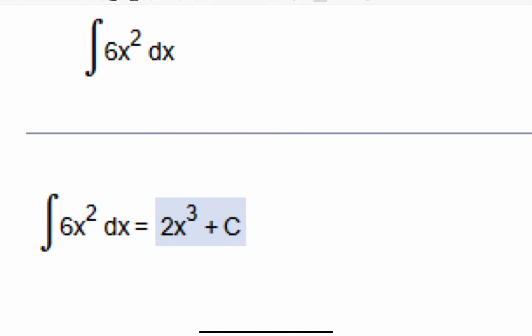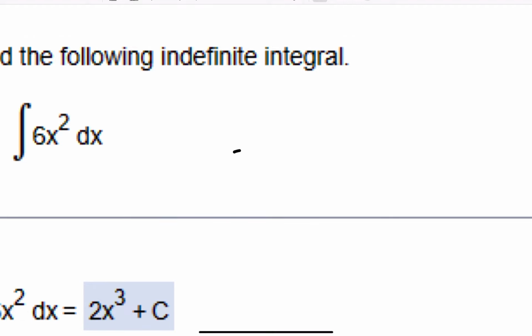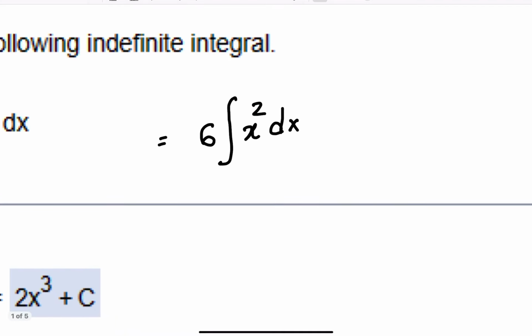I have 6x squared dx. What I would like to do is factor out the 6, integral of x squared dx, which is 6 times x to the 2 plus 1, remember, 2 plus 1. Now I divide by 2 plus 1, plus c.